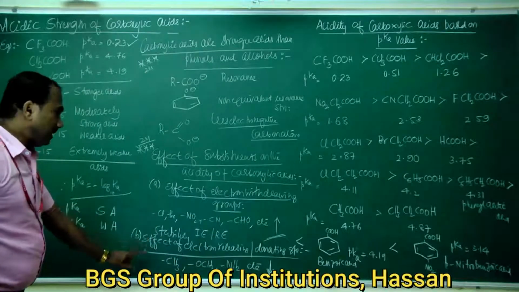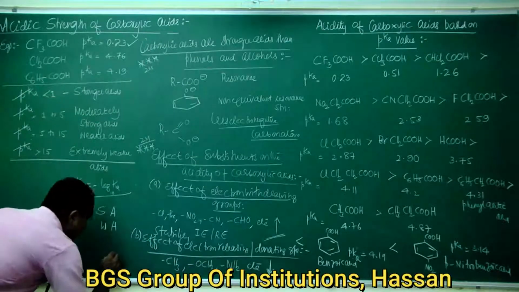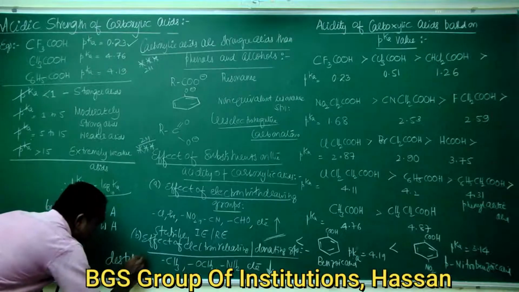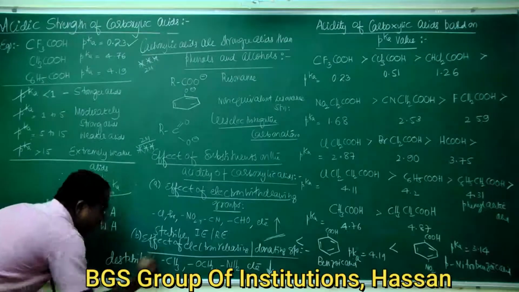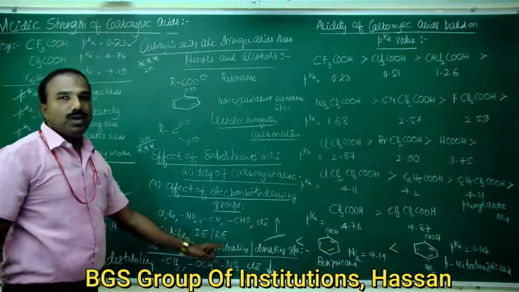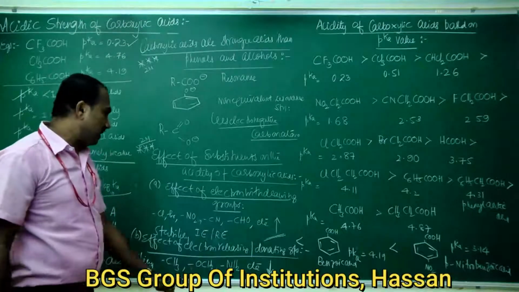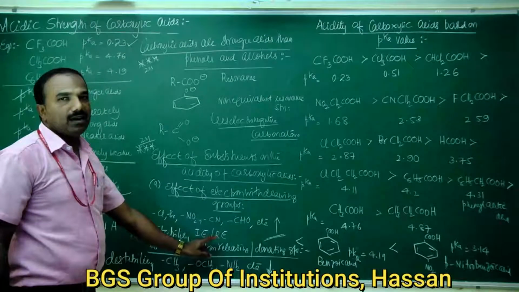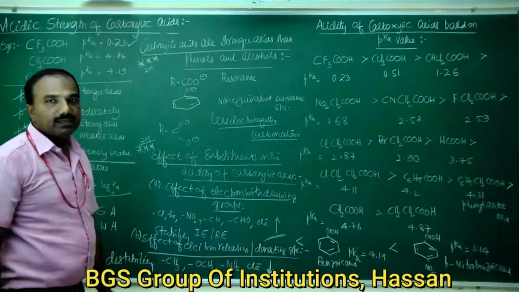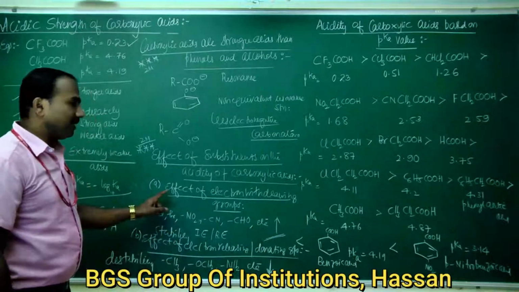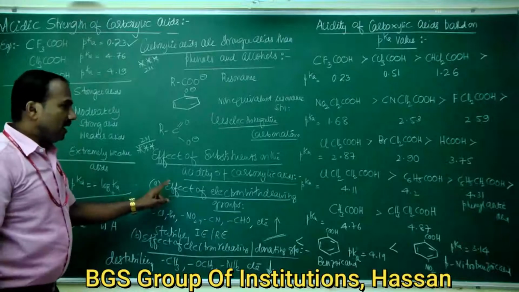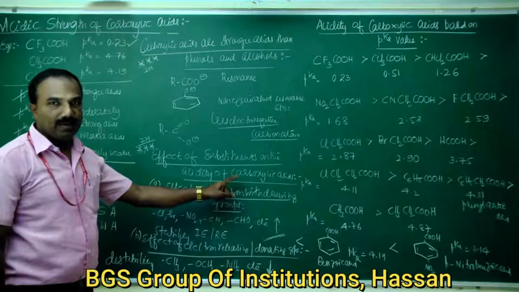Here it is stabilizing and here it is destabilizing. By destabilizing the conjugate base through delocalization of negative charge by inductive effect or resonance effect. So this is the result. Okay, once again I am going to explain that one. Effect of substituents on the acidity of carboxylic acids.